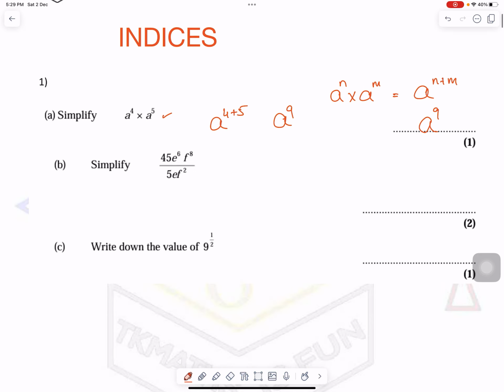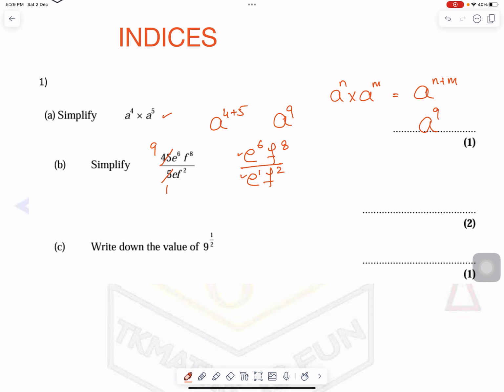After that, if I see, it's an algebraic fraction and there is multiplication here. So 45 will cancel out by 5. 5 times 1 is 5. 5 times 9 is 45. Now what is the meaning of e power 6 times f power 8 over e and f power 2? When there is no power, it means it is power 1.